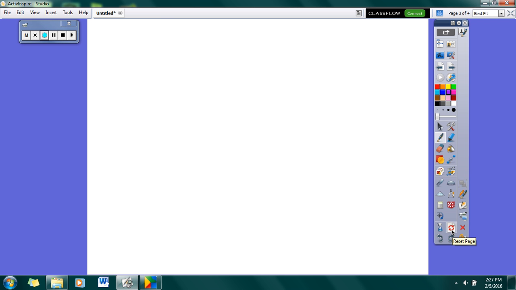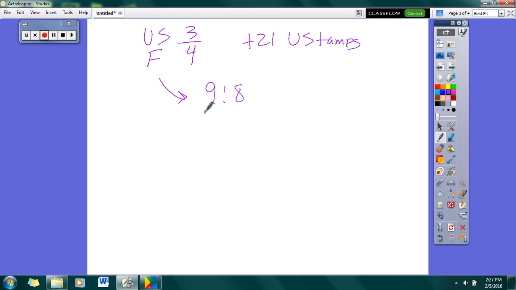So let's take a look. Sam had some U.S. and foreign stamps. The ratio of the number of U.S. stamps to the number of foreign stamps is 3 to 4. So U.S. to foreign is 3 to 4. He bought 21 more U.S. stamps, and his ratio changed to 9 over 8. So my new ratio, U.S. to foreign, is 9 over 8.